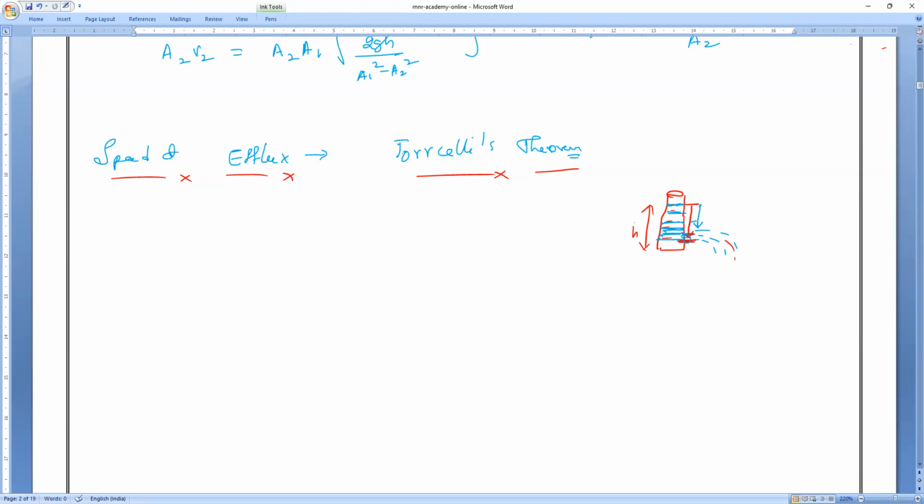Let me take the total height as capital H. Initially, before the hole, the total height is capital H. As soon as I make the hole, the height of the liquid above the hole is small h. Capital H, the total height of the liquid, remains constant. It's not going to change. But the height from the hole to the top is small h. Does this small h remain constant or vary? It varies.